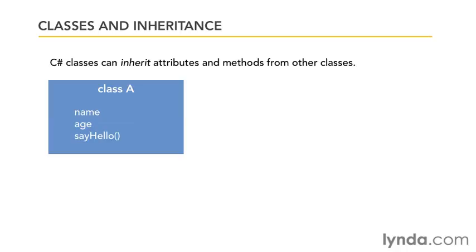Now, you've probably already seen examples like this, and in C#, you would refer to these fields and functions by using the dot notation. So you say a.name and a.age for the fields, and a.sayhello to call the method. I can also define a class that inherits from class A. And in object-oriented terminology, this is called creating a subclass.